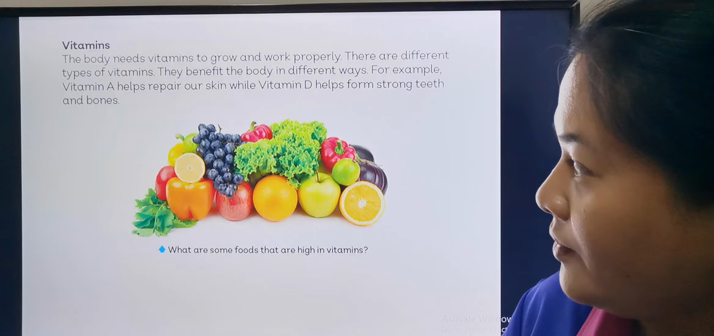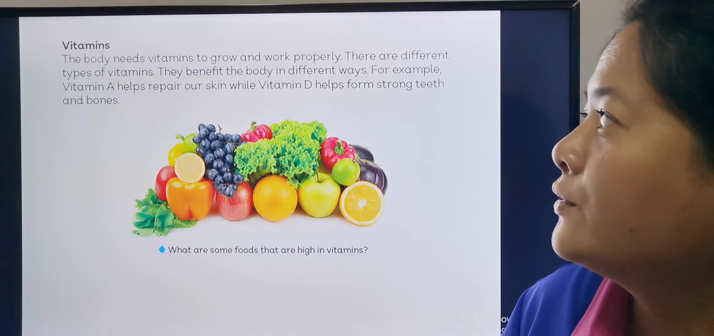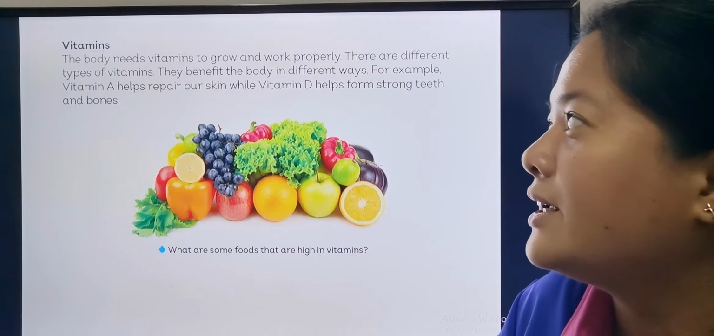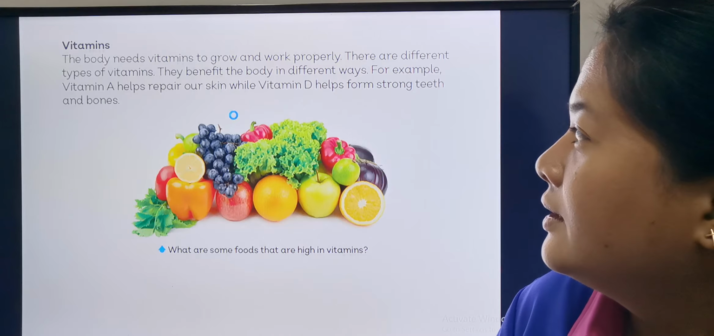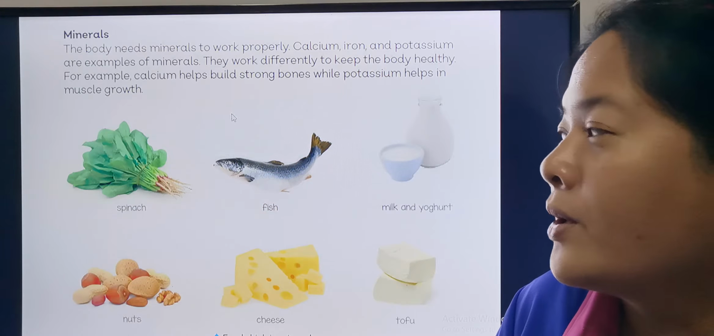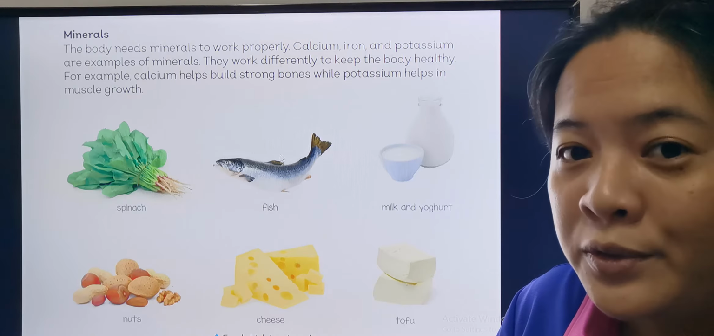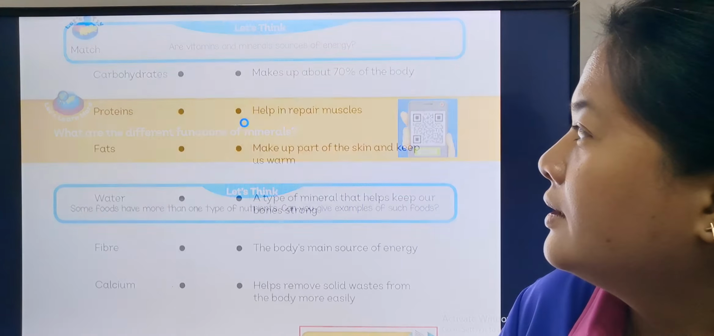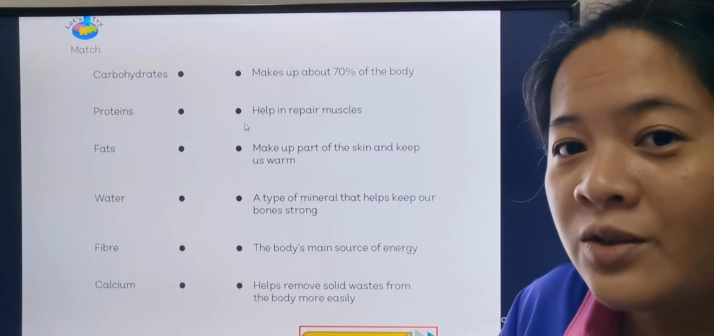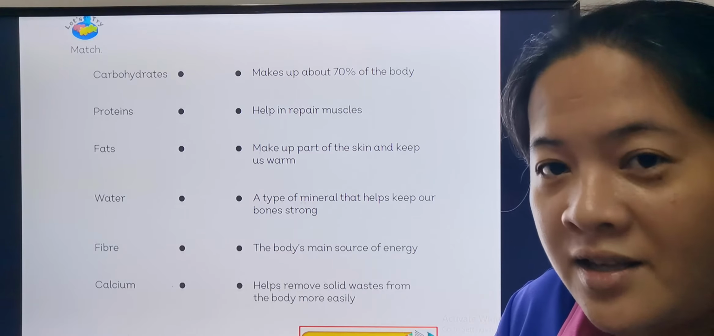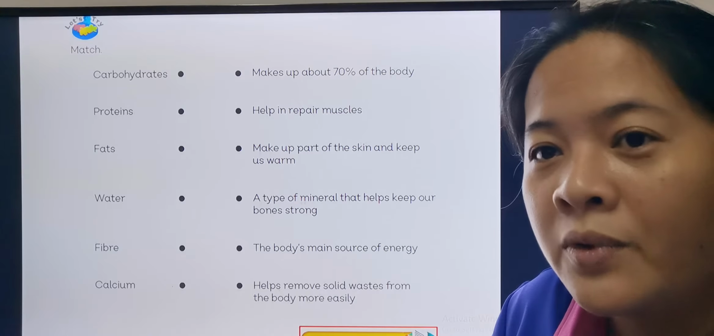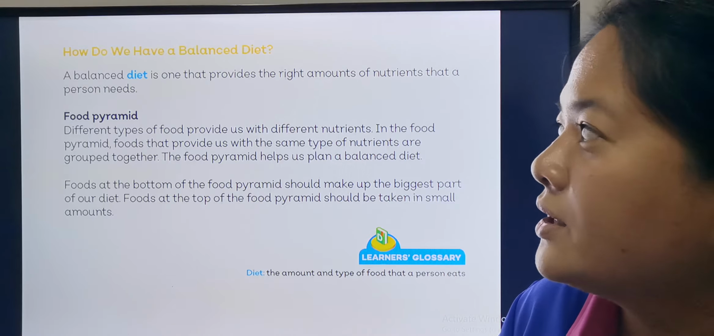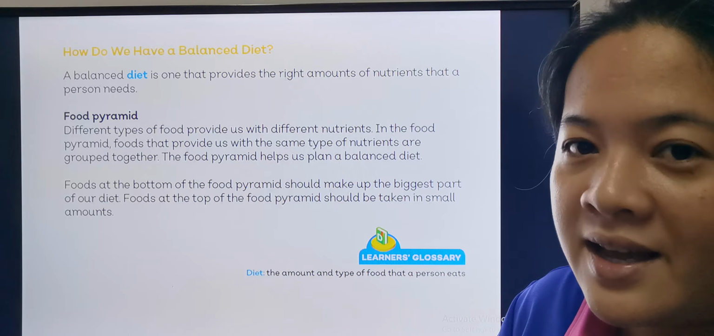Vitamins are needed for growth and repair and for our body to work properly. Minerals as well, for our body to work properly. And then I already asked you to answer this. If you haven't done this, check again in your student book. You have to answer this one. And then we studied about how we have a balanced diet.